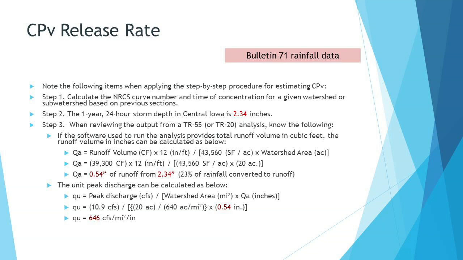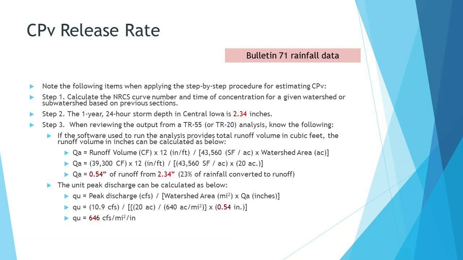If we do the calculations there, our runoff volume in cubic feet gave us 39,300. We do this conversion to get it into inches. And then the unit peak discharge rate: we take that 10.9 CFS, which is the peak rate of flow for the one-year event, and convert it into cubic feet per second per square mile per inch. So we take it times 20 divided by 640, and at the bottom there, we also divide it by the 0.54 inches to get our unit peak rate of discharge.